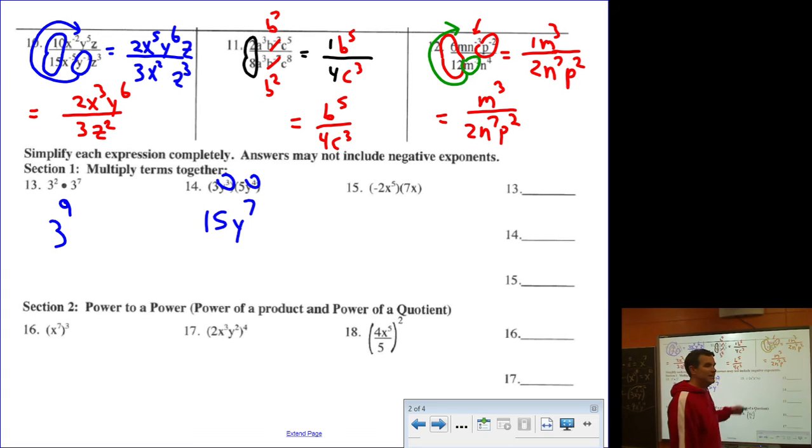And here I've got negative 2 times 7. Negative 2 times 7 is negative 14. I've got 5 x's here and 1 x here. So that's a total of 6 x's being multiplied together.